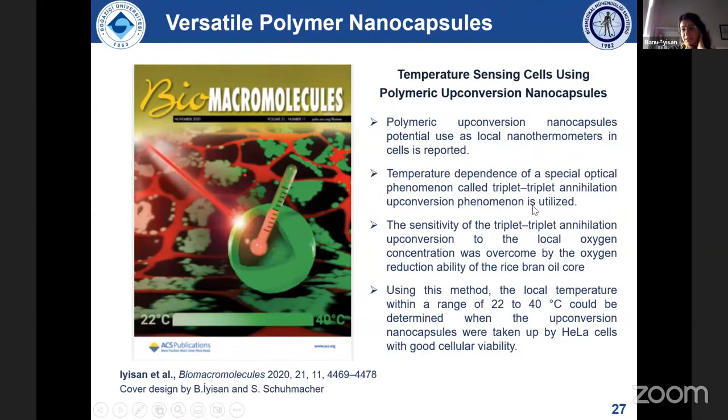Let's give it a general name. It's a photon upconversion process, and this is temperature dependent. We favor this in our temperature sensing approaches. Let's dig into the topic.